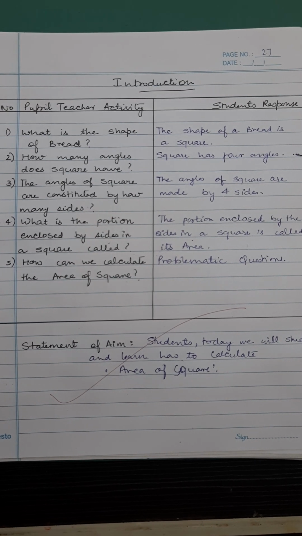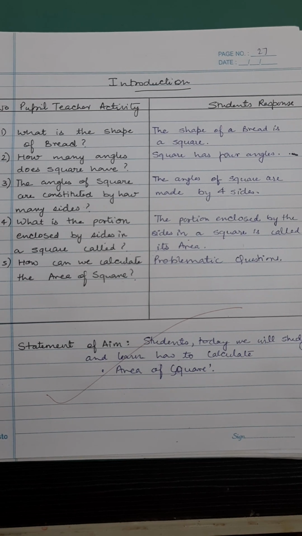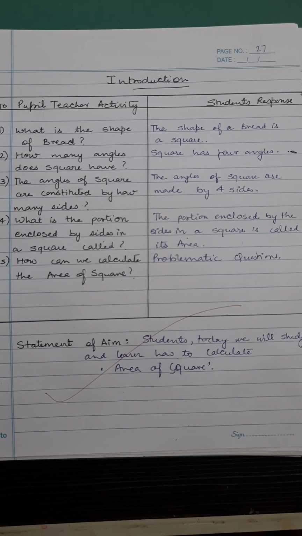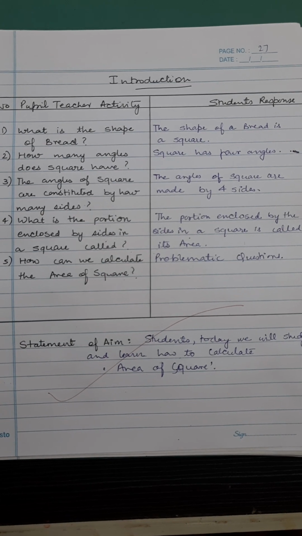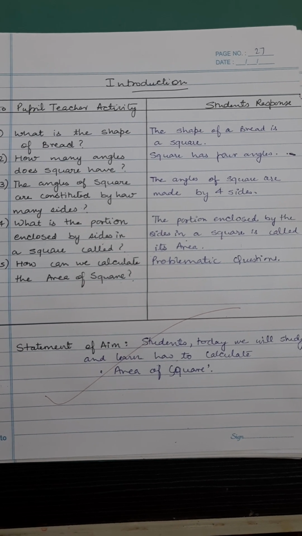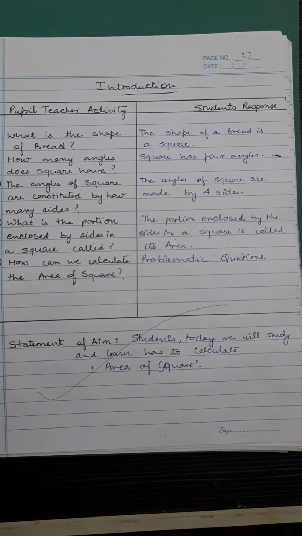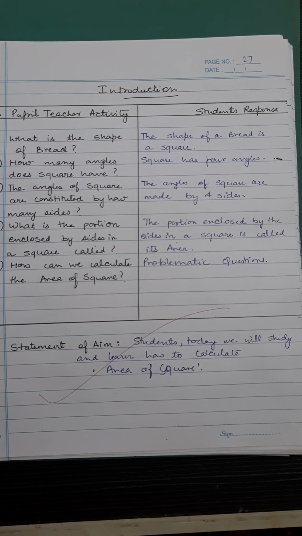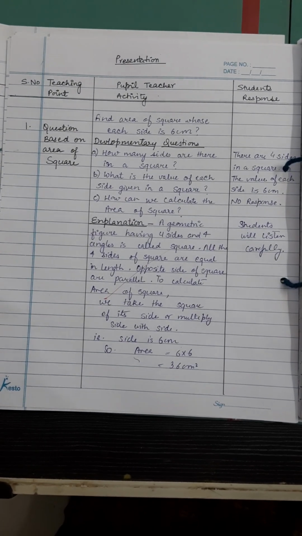The fourth question, what is the portion enclosed by sides in a square called? The portion enclosed by sides in a square is called its area. Then the fifth question, how can we calculate the area of square? This is a problematic question. Now the statement of aim. So students, today we are going to study and learn how to calculate area of square.